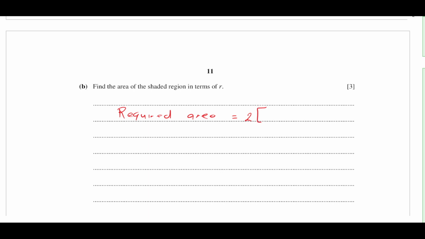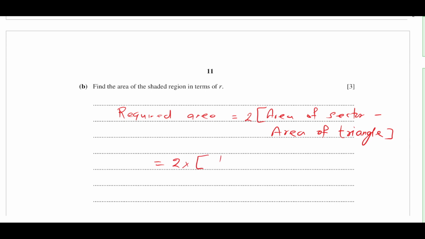is 2 times area of sector minus area of triangle. Okay. The required area is 2 times the area of sector.